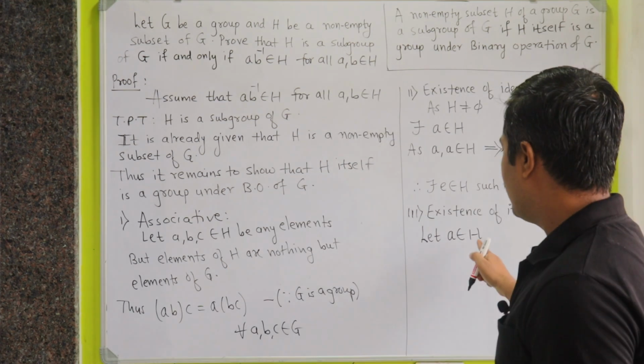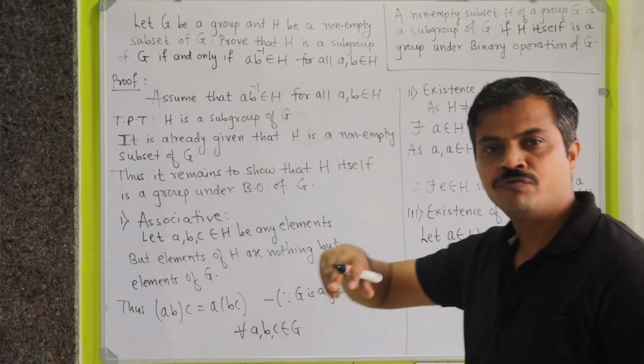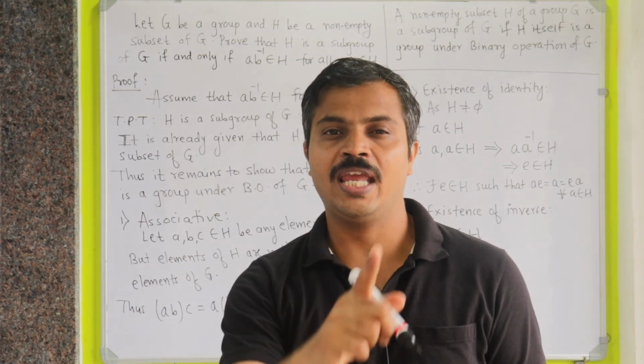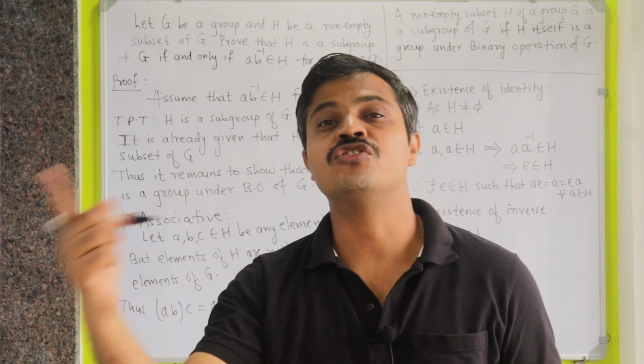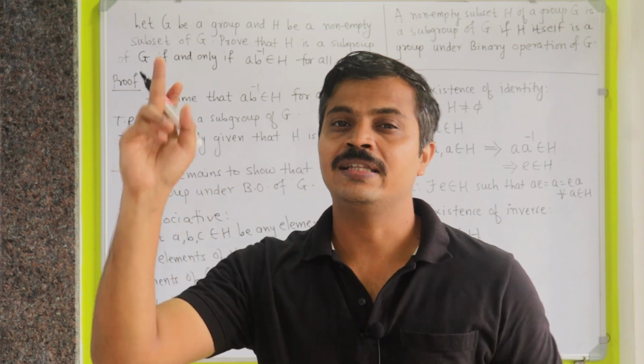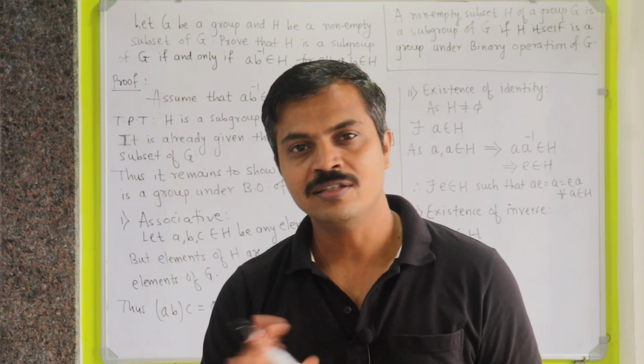Remember, a is the element of H and H is a subset of G. So a is the element of G. So the inverse of a already exists, but in G, right? As G is a group. So here we just have to prove that a inverse lies in H.